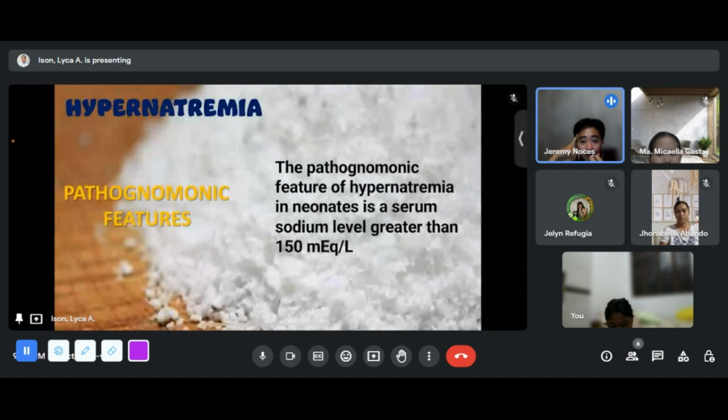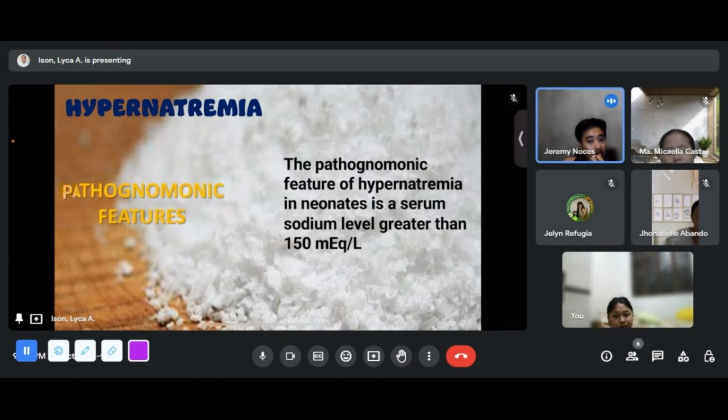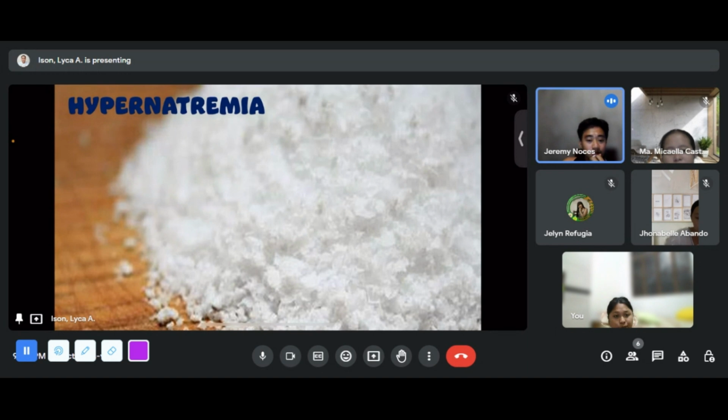So we have here the pathognomonic feature of hypernatremia in neonates. So ang pathognomonic feature niya is a serum sodium level greater than 150. So kapag lumabas sa lab result na ang serum sodium level sa kanyang dugo ay greater than 150 milliequivalent per liter, it is considered as hypernatremia. So that's it, next.